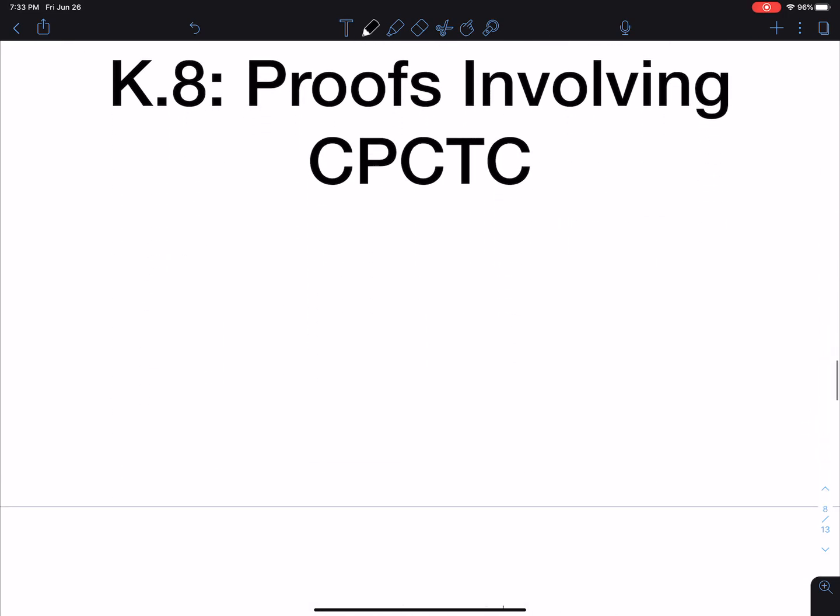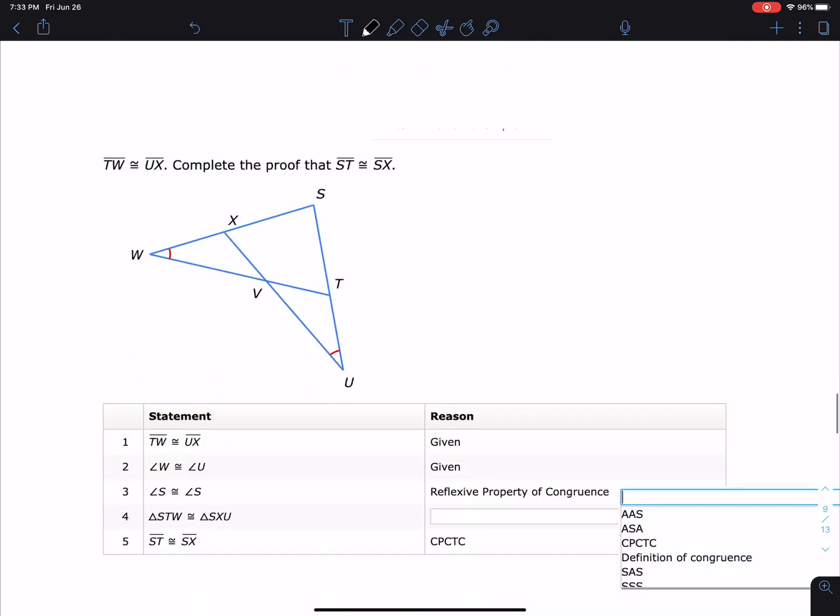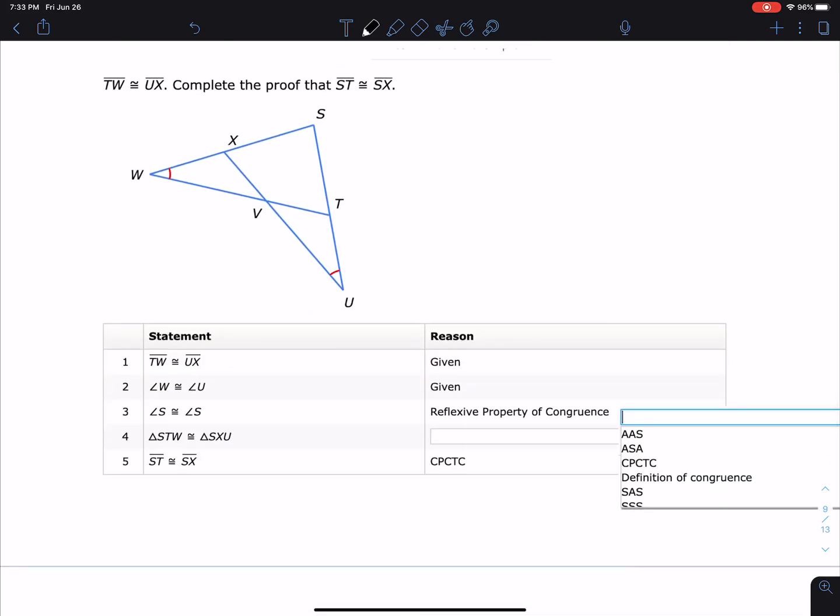All right, let's go ahead and knock out K8, which is more proofs. Okay, so complete the proof here. So guys, here's where CPCTC is going to be used a whole lot more. Now, when triangles are congruent, so are their parts. So what you're going to see now is the second to last step is going to be one of our 4 postulates that we've been using. And then the last step is going to be CPCTC. So you can count on the second to last step to be one of these 4, and then it's going to end in CPCTC. So let's go ahead and see what's given and marked.